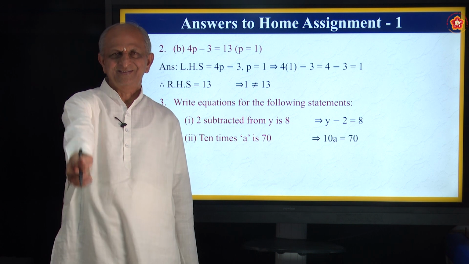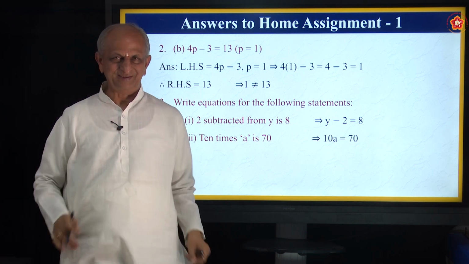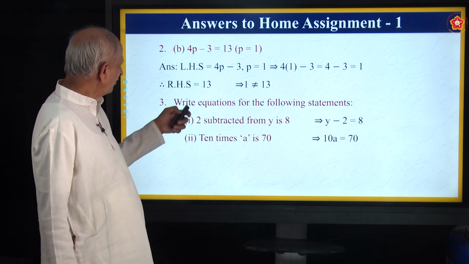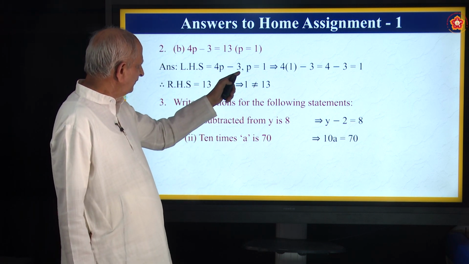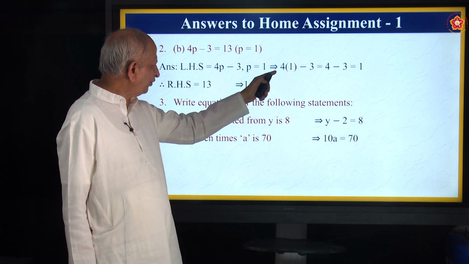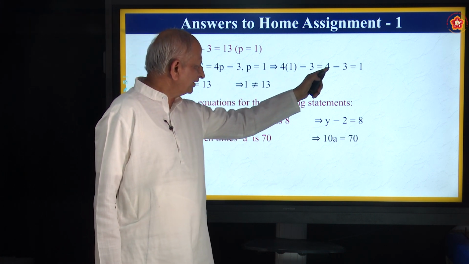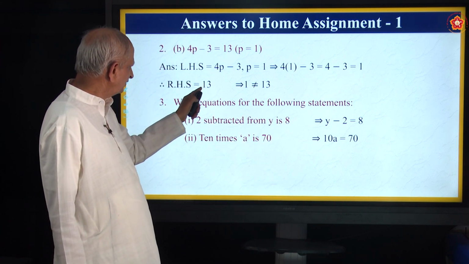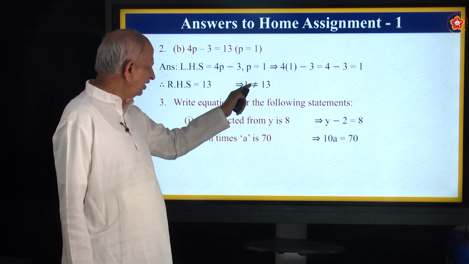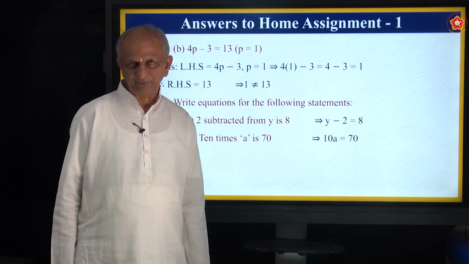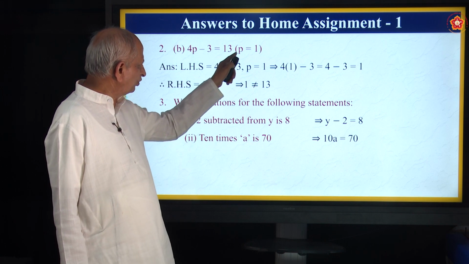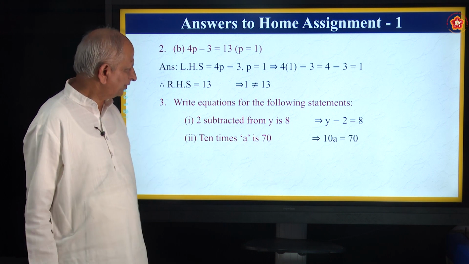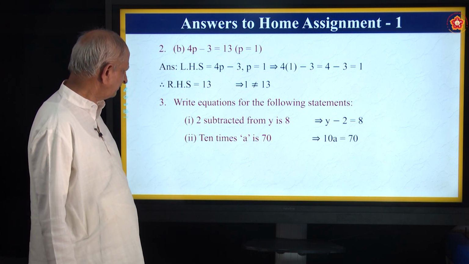What is this called? Right. In between you have the equal sign, correct. So, in an equation there are 2 parts. So, 4p minus 3, when the value of p is equal to 1, 4 into 1 minus 3, that is 4 minus 3, that is 1. Right hand side you are given as 13. So, 1 is not equal to 13. Therefore, for the value of p equal to 1, this equation does not hold good. Okay. So, that is the answer for that.